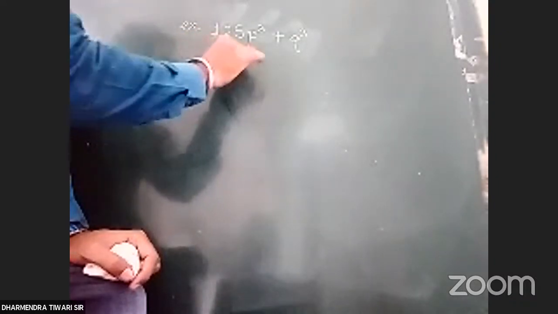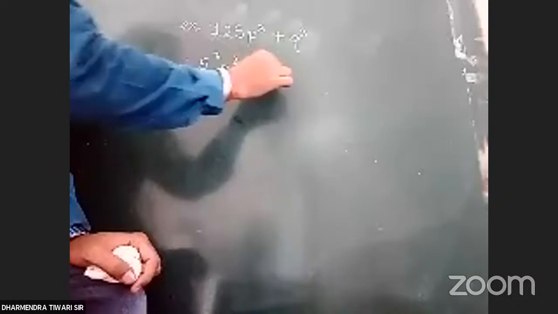So we should try for the next number, because for 4 or less than 4, any number won't give you 125, provided it should be positive. You may say minus 5 cube, it will give you 125, but at the same time, it's going to give you a minus, so it won't be applicable here. So this can be written as 5 cube p cube plus q cube.